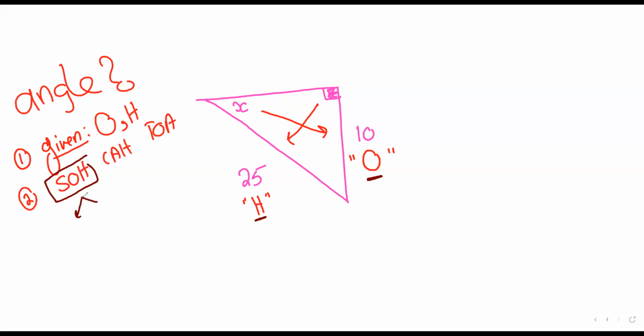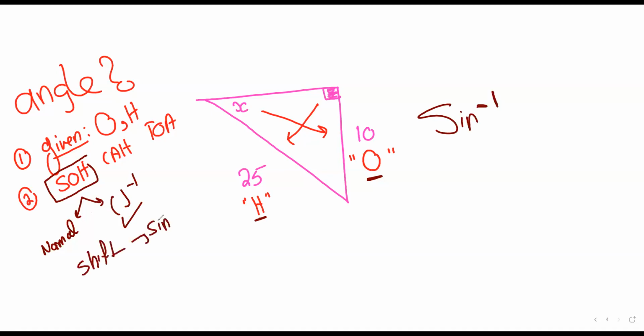Now you need to ask yourself a third question. Will I use the normal form or will I use the inverse form? Since you are going to calculate an angle, you use the inverse form. So automatically you write sine inverse. On the calculator, how do I get sine inverse? You press shift and then sine. Shift sine. This automatically will appear.